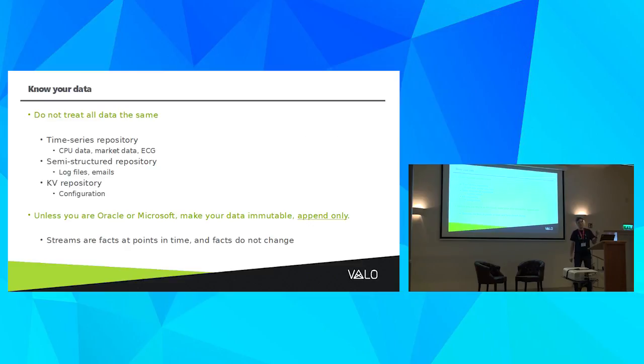You should not store time series data in a semi-structured repository or the opposite. Try to squeeze time series data into a semi-structured repository, and also you might have a key value repository. So in Valo, we have all these three. There are three distinct repositories. In this example, we store in the time series repository CPU data, market data, ECG data, and in the semi-structured one, where you need to search data based on terms, you store log files, emails, documents.